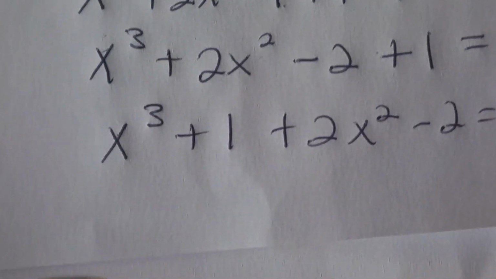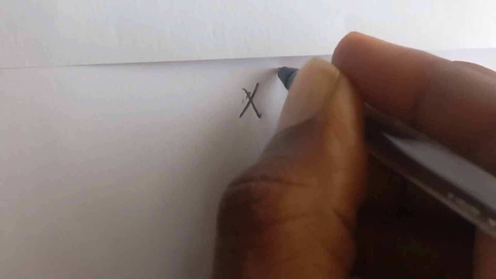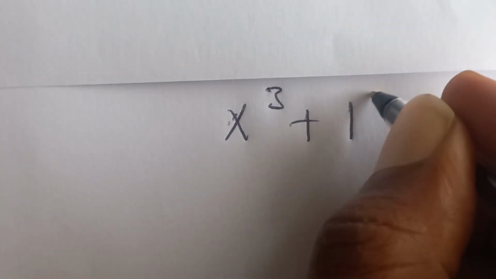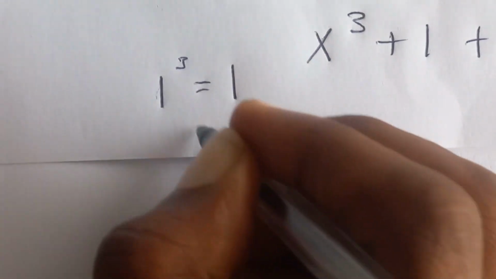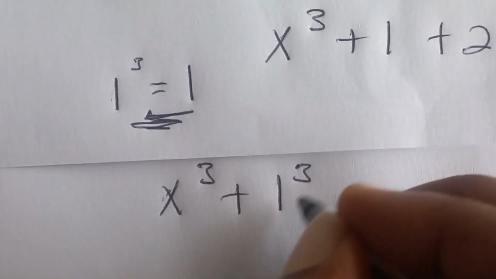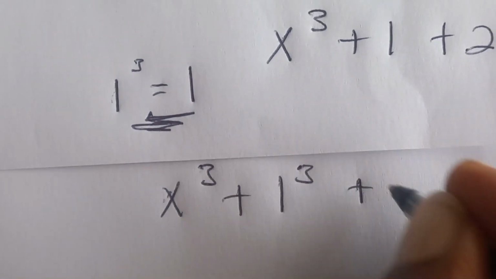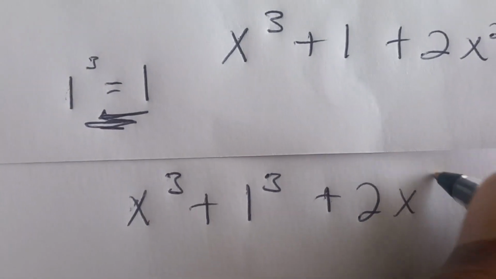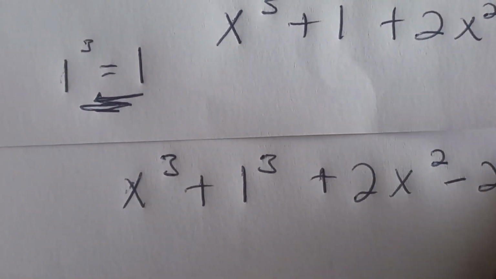So this one we are going to get x exponent 3 plus 1 exponent 3. And don't forget, 1 exponent 3 is the same as 1. Okay. So 1 exponent 3 plus 2 exponent x squared minus 2 is equal to 0.